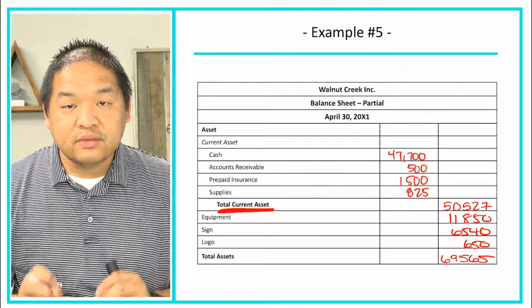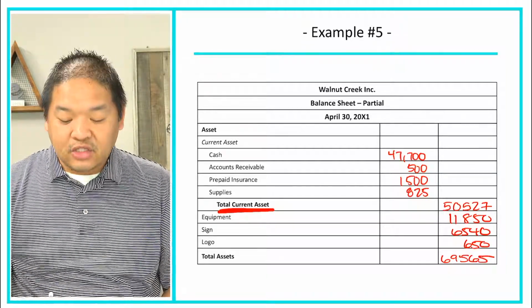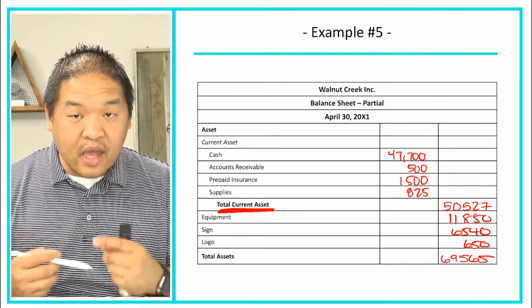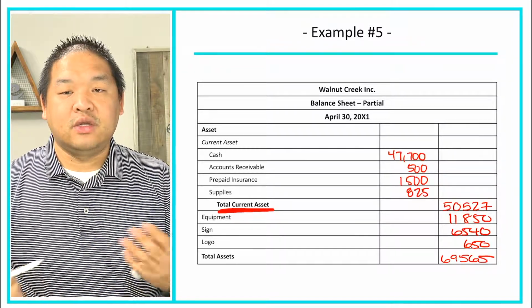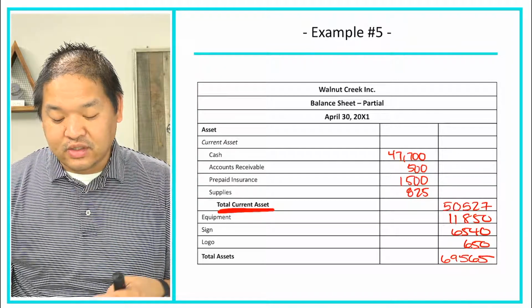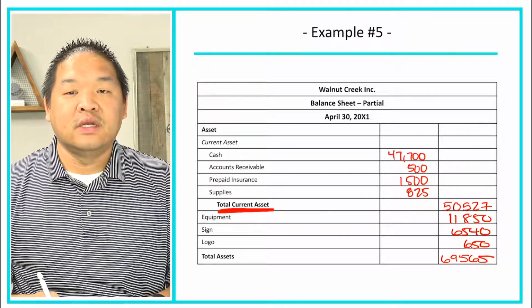Be careful. Some students love to add up all the numbers on the page, which means that they're double counting the cash, the AR, the prepaid insurance, and then the supplies. And you don't want to do that. You won't get the 69,000. You'll get like $100 and something thousand.